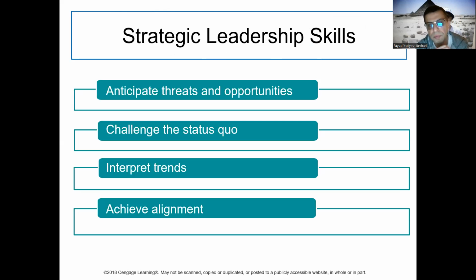Now, strategic leadership skills are about anticipating threats and opportunities, like utilizing a SWOT, challenging the status quo, interpreting the trend, and achieving the alignments.